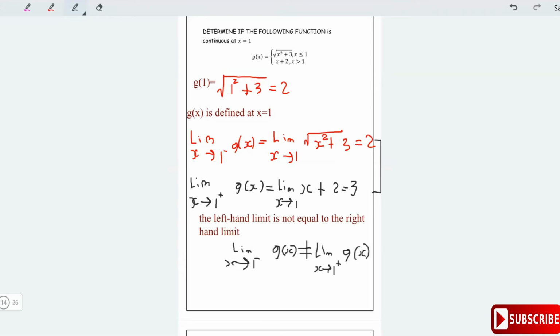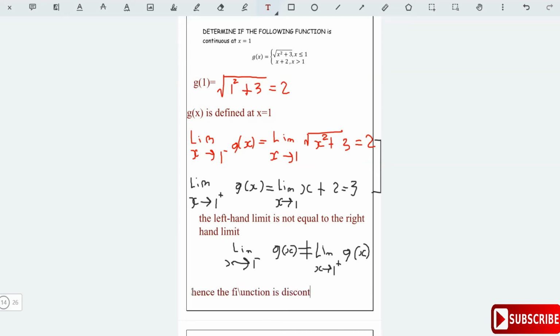So once you tell them that that is so, hence the function is not continuous because the 3 conditions are still not satisfied. So since the 3 conditions are still not satisfied, we can tell them hence the function is discontinuous at x equal 1.